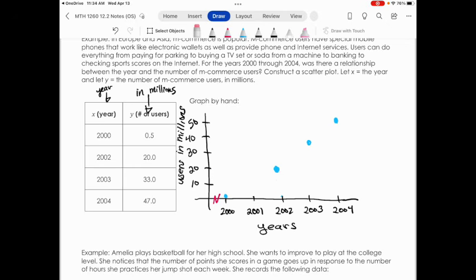Now, this is how you want to do it by hand. If you're doing it by hand, you want to make sure that your axes are labeled, that each tick mark is worth the same amount, and you also want to make sure that you have all your points spread out so that they're not all bunched in together so it's hard to read, but you also want to make it so that you have all the points included on your graph. So let me go through and show you now how you can graph this on your calculator.